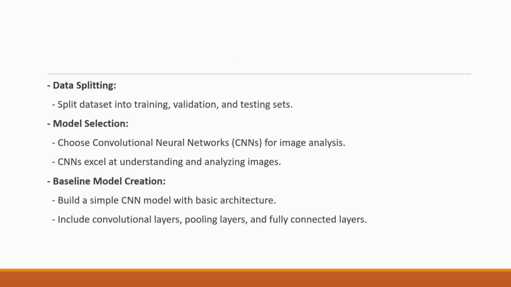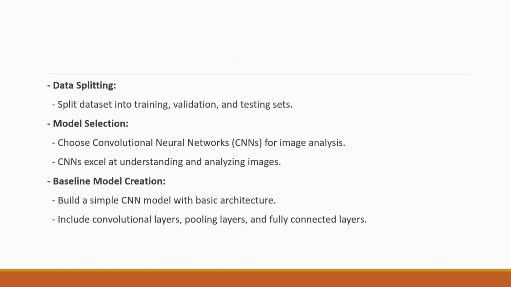After preparing the data, we will split the dataset into training, validation, and testing sets. This allows us to train our model effectively and evaluate its performance. Then, for model selection, we will choose convolutional neural networks for analyzing the images for cancer detection in our dataset. CNNs are well suited for image analysis. They are very good at understanding and analyzing pictures and videos. That's why we chose convolutional neural networks for our dataset.